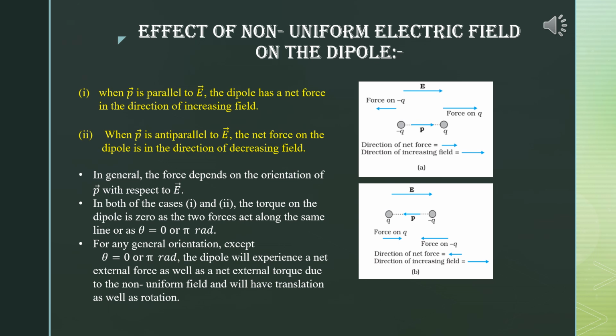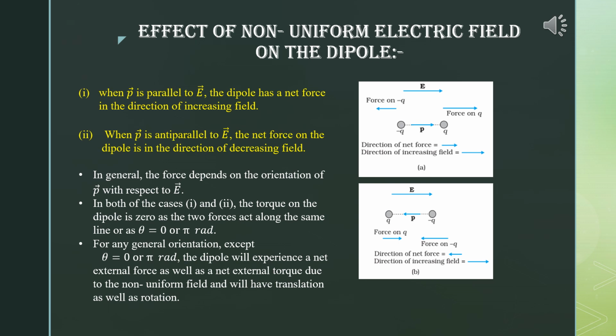Now, for any general orientation, if theta is not 0 or 180 degrees, or 0 or pi radian, except these two cases, whenever there is some angle and the field is non-uniform, there will be a force plus there will be a torque. So the dipole will have a translation as well as rotation. Due to torque, it will rotate. Due to the net external force, it will translate. So that is about the effect of a non-uniform field on a dipole.